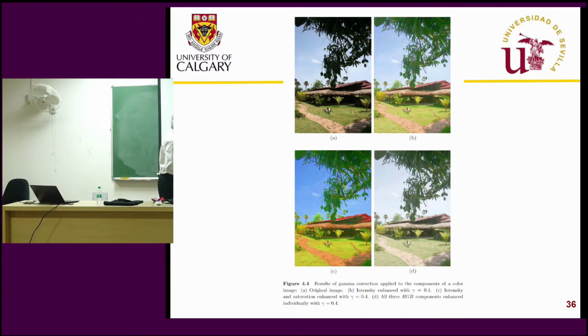See, intensity and saturation enhanced with gamma equal to 0.4. Green is green, okay, but that color is different. I don't think you have grass in fluorescent green like that. So that is unnatural color. All the three RGB components enhanced individually with gamma equal to 0.4, not bad.